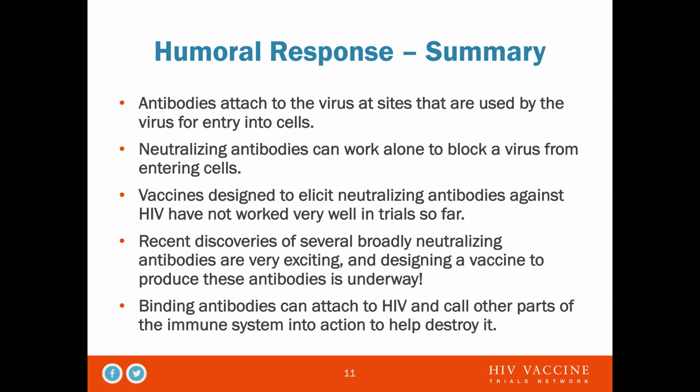In summary, antibodies attach to the virus at sites that are used by the virus for entry into cells. Neutralizing antibodies can work alone to block a virus from entering cells. Vaccines designed to elicit neutralizing antibodies against HIV have not worked very well in trials so far. Recent discoveries of several broadly neutralizing antibodies are very exciting, and designing a vaccine to produce these antibodies is underway. Binding antibodies can attach to HIV and call other parts of the immune system into action to help destroy it.